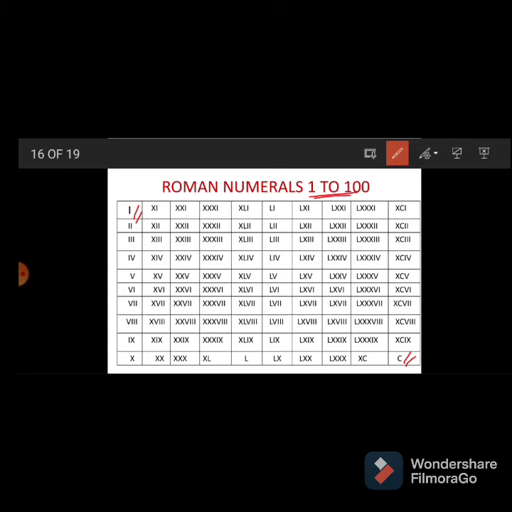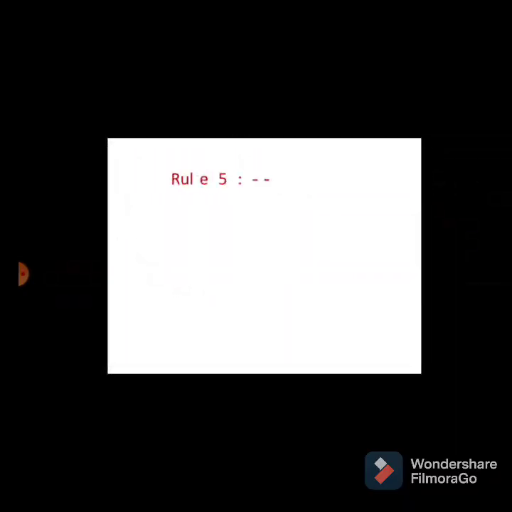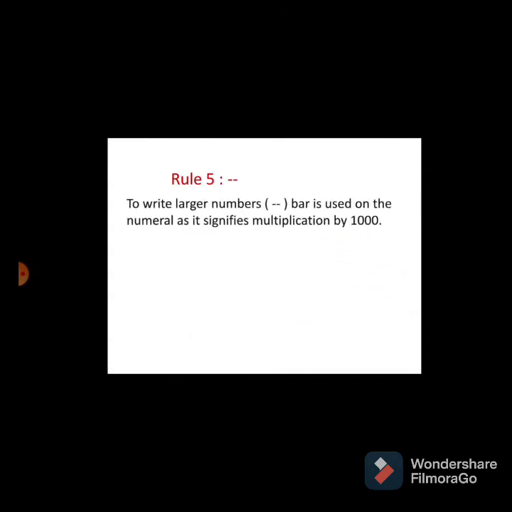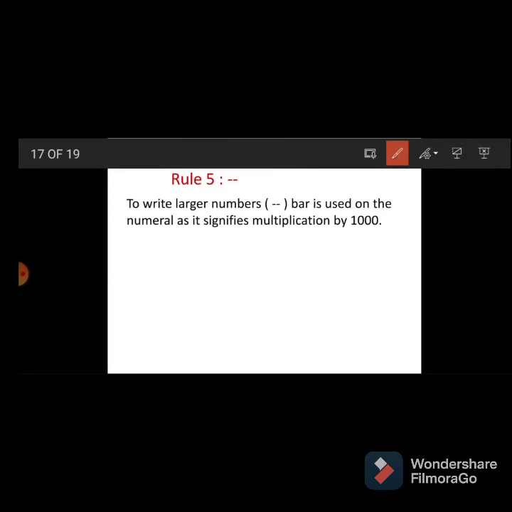But one important rule remains: how to write larger numbers. Numbers 1 to 100 we have written, then how to write 5000, 4000? So we should know this rule 5. What is rule 5? To write larger numbers, a bar is used on the numeral, as it signifies multiplication by 1000.